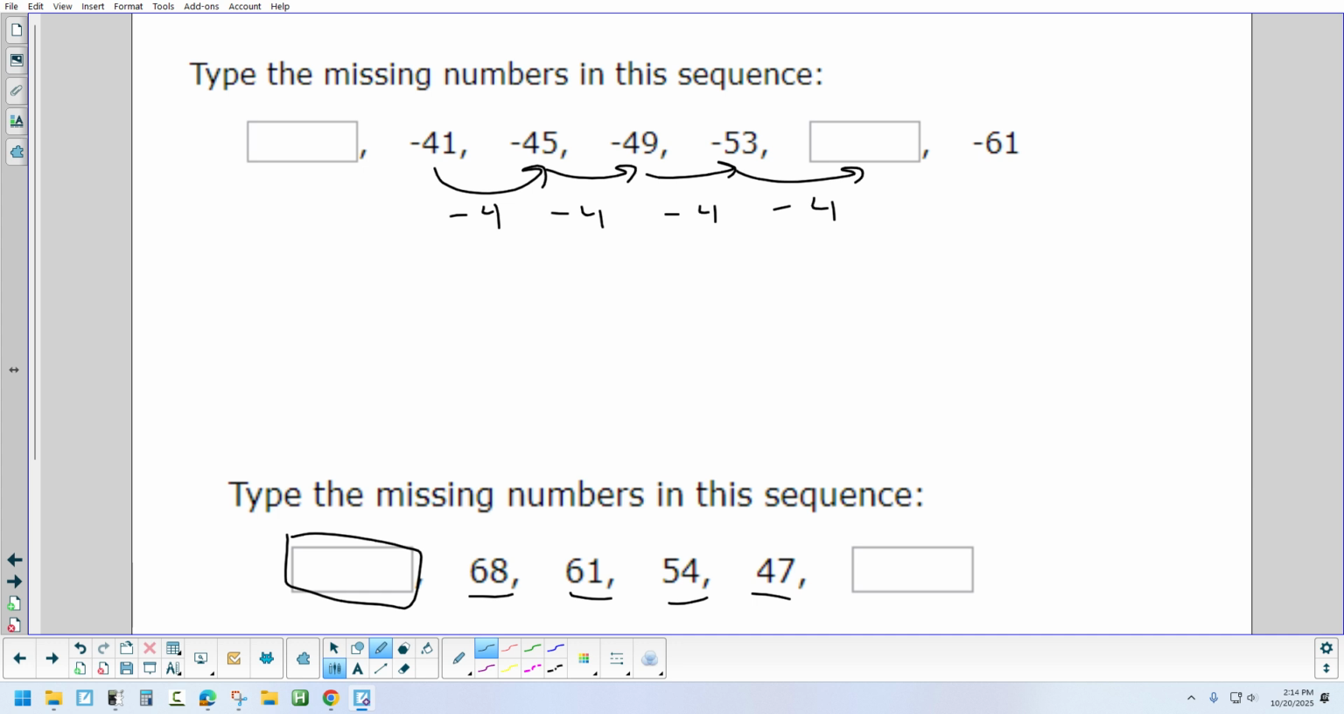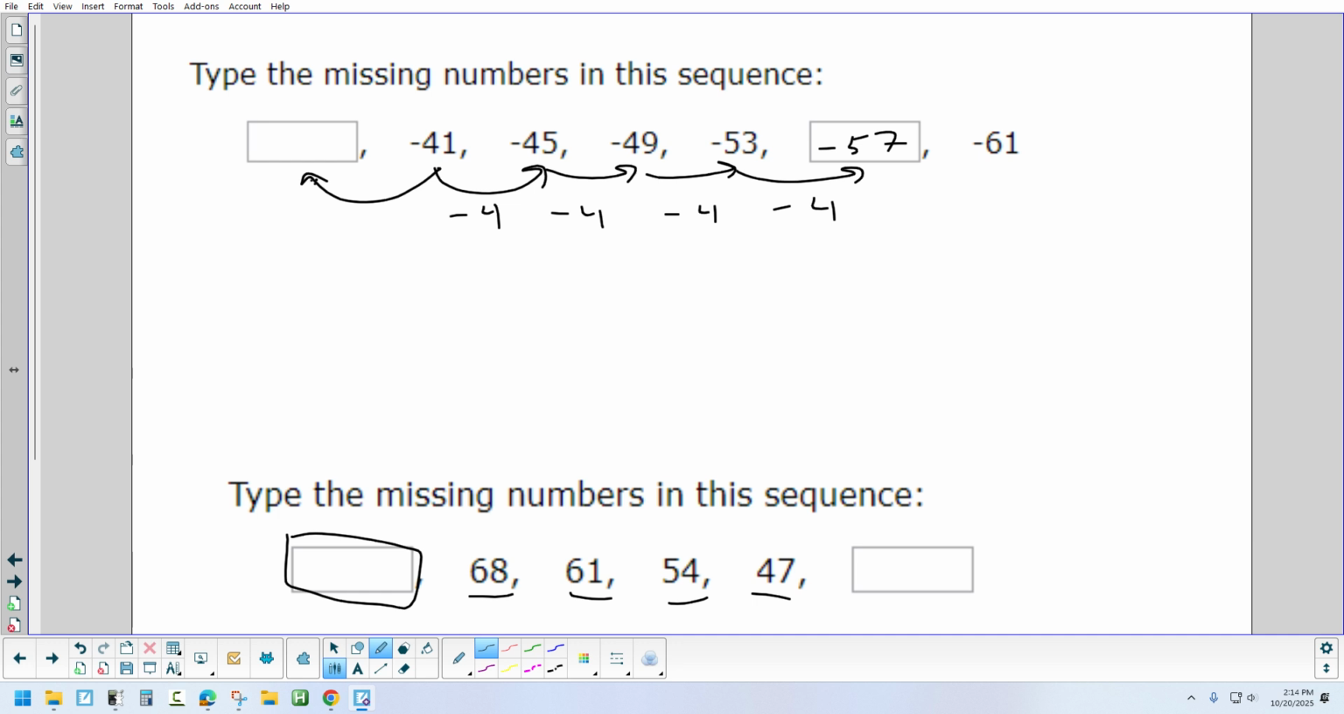What would that give you? Yeah, negative 57. Yep, that would give you negative 57. Perfect. So that's what goes in this box. Now, how are we going to work backwards to go the other way? I got to get that first one somehow.